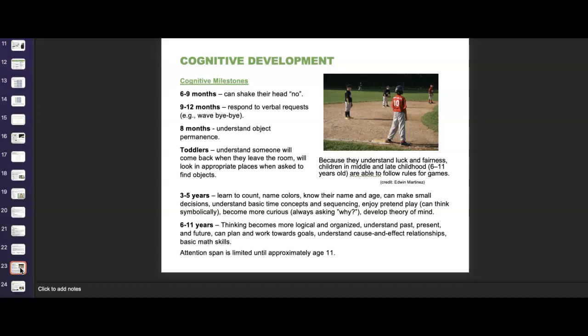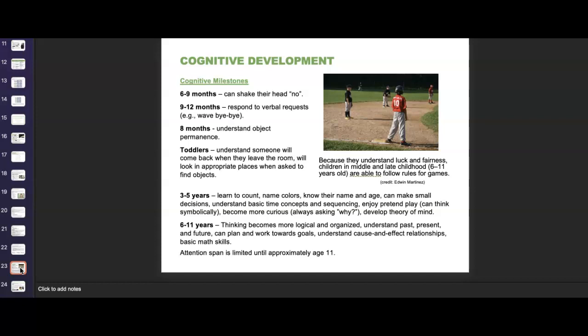But we want to talk about some cognitive milestones. From 6 to 9 months, babies and infants can shake their heads no, right? They have the ability to shake their head no, even if they don't know what no means. From 9 to 12 months, they can respond to verbal requests, right? Wave bye-bye, and the infant responds by waving bye-bye.